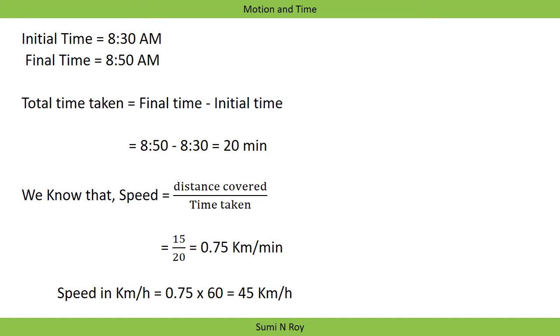and 8:30 a.m. Now the speed formula is distance covered by time taken. So if we put the values, then distance covered is 15 and time taken is 20 minutes. So we will get, after calculating, 0.75 kilometer per minute. The following question is to convert this speed into kilometer per hour. So as you already know, 1 minute is equal to 1 by 60 hours. So we will put the value and we will get 45 kilometer per hour. The speed in kilometer per hour is 45 kilometer per hour.